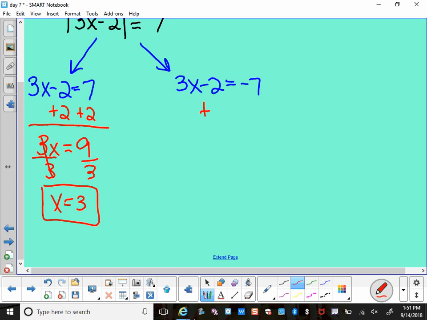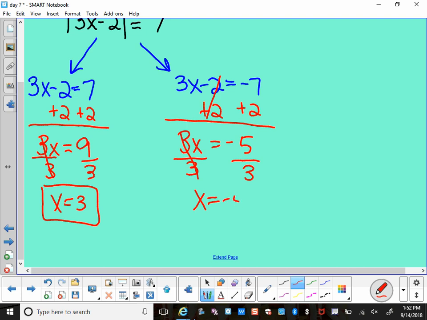My other problem, I add 2. I add 2. Negative 5. So 3x equals negative 5. So x is, we just leave it as a fraction. I don't want any decimals. Are you guys getting this stuff? Yeah. Pretty easy? Yeah.